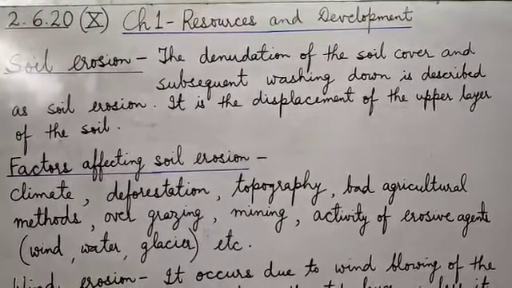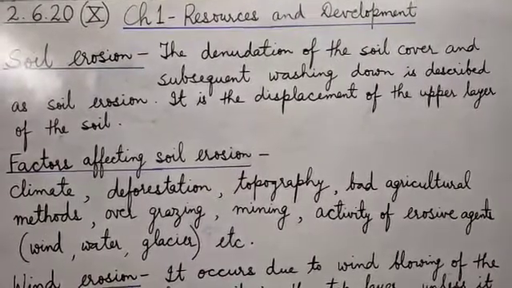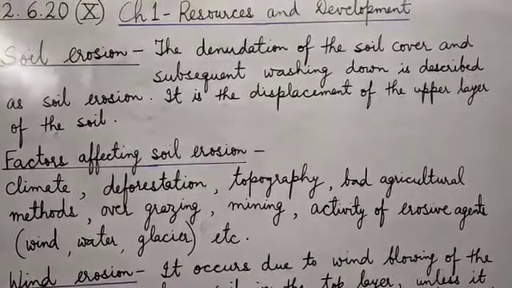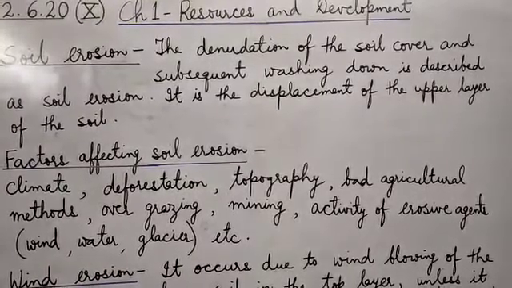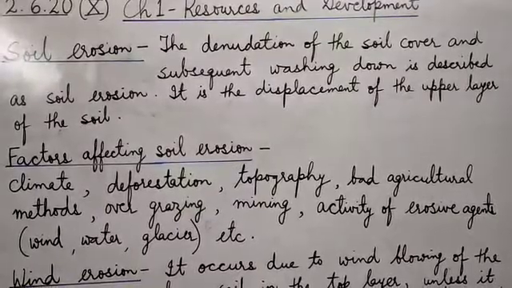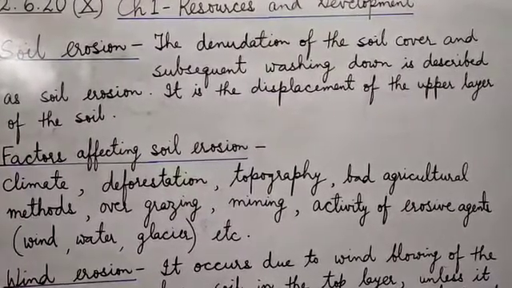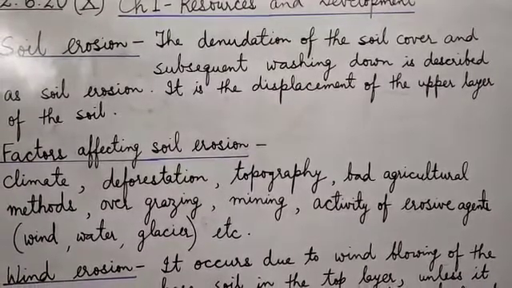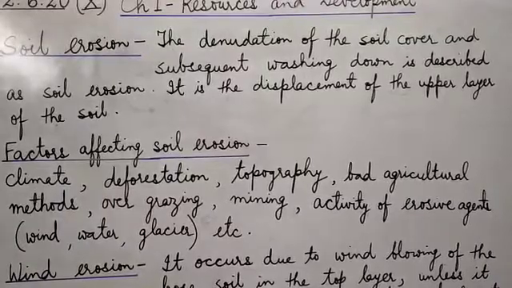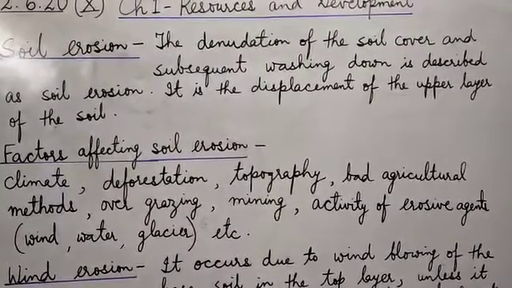Now, which are the factors responsible for soil erosion? Number one is climate. The amount and intensity of precipitation, rainfall, is the main climatic factor governing soil erosion by water. The relationship is particularly strong if heavy rainfall occurs at times when or in locations where the soil surface is not well protected by vegetation.